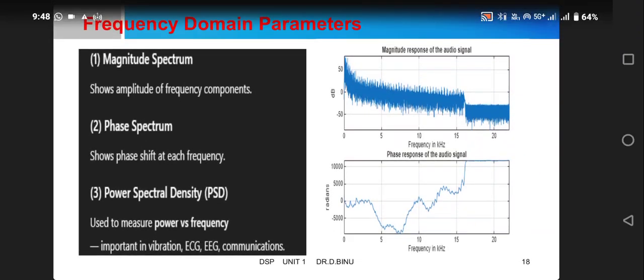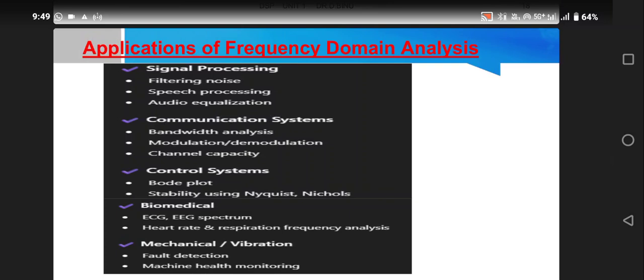What are the parameters of the frequency domain? Magnitude spectrum, phase spectrum, and power spectral density. Power spectral density is important in vibration, ECG, and communication. Some of the applications of frequency domain analysis are signal processing, communication systems, control systems, biomedical, mechanical, and vibration.